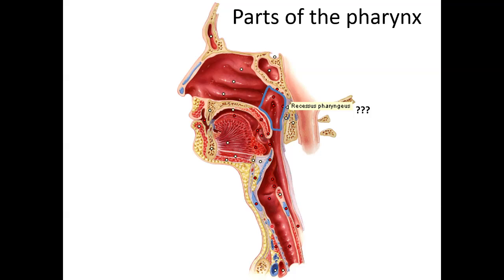That's why we can divide the pharynx into 3 parts. This blue-lined part is pars nasalis. Pars nasalis. So, nasal cavity is connected with pars nasalis through choanae, openings which are named choanae.